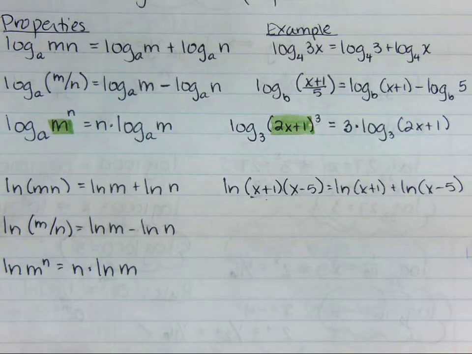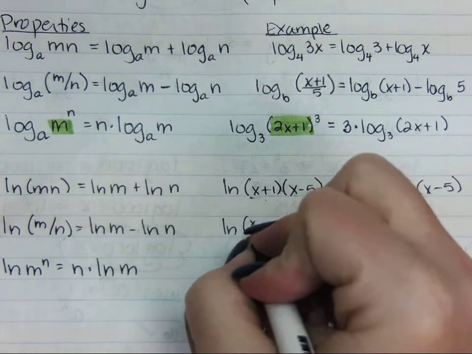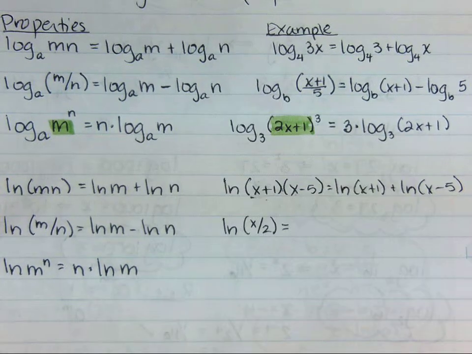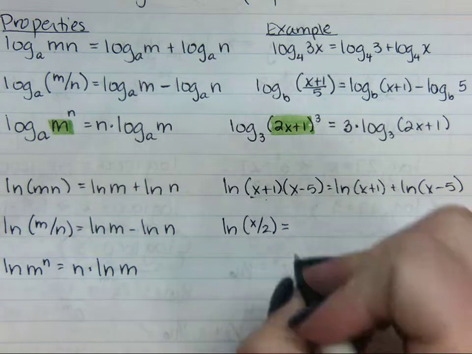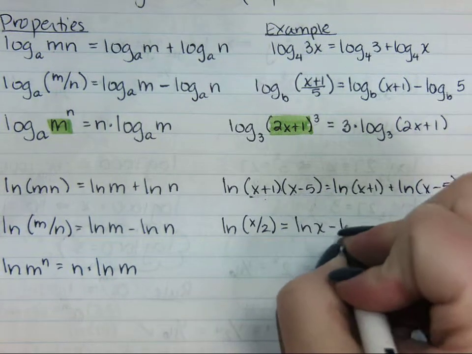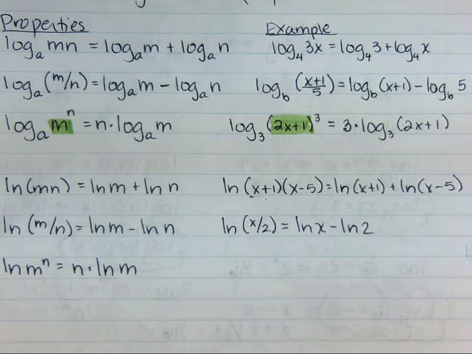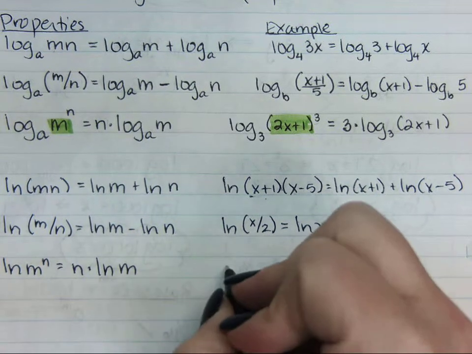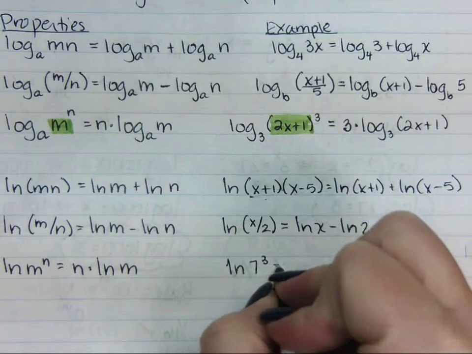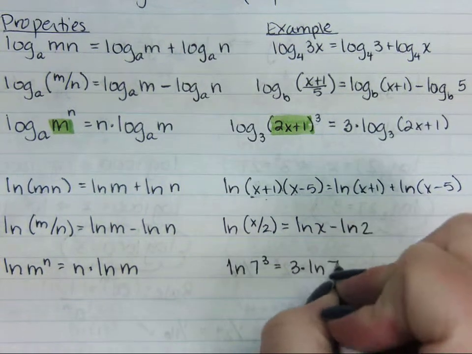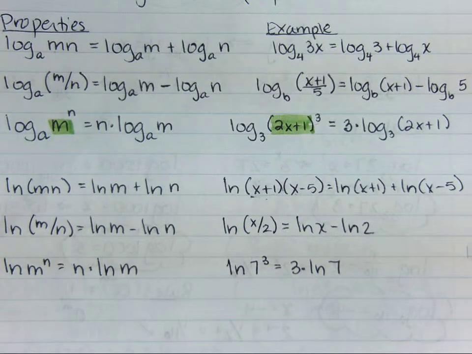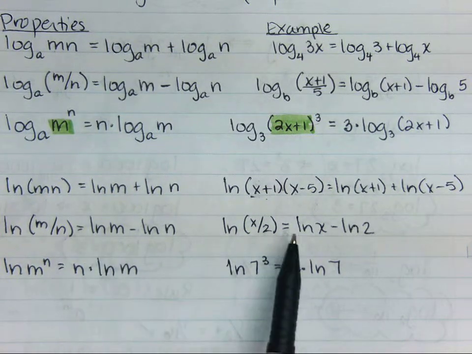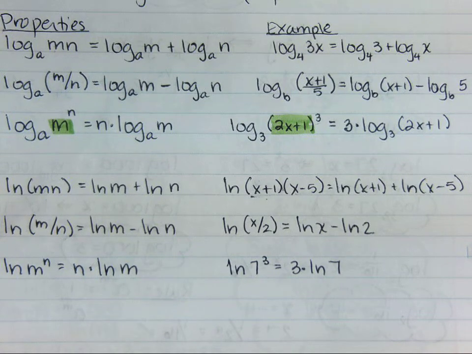Likewise, if I have the ln of x divided by 2, now I have a quotient, so that's the ln of x minus the ln of 2. You notice that the properties with the natural logs are the same as the properties of regular logarithms. And if I have the ln of 7 cubed, that's the same thing as 3 times the ln of 7. So you want to be able to understand how to expand and condense using these properties. And we're going to do a few weird ones as well.